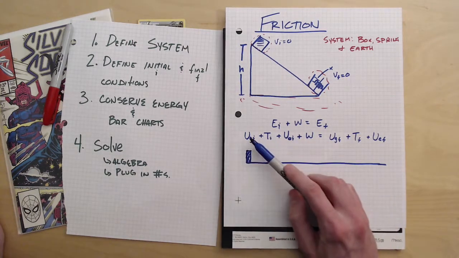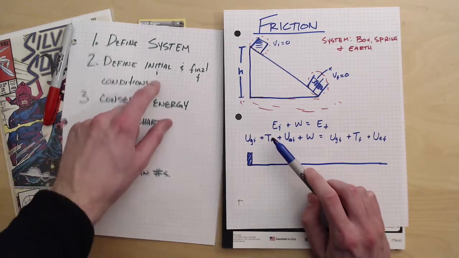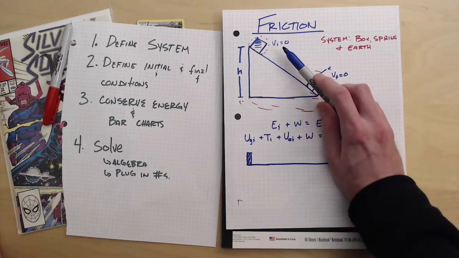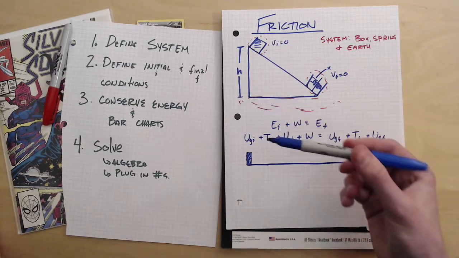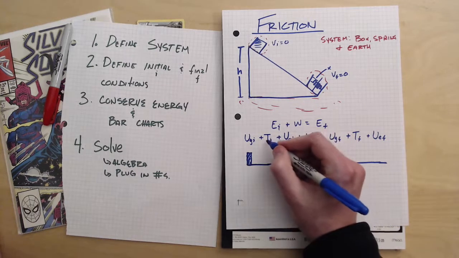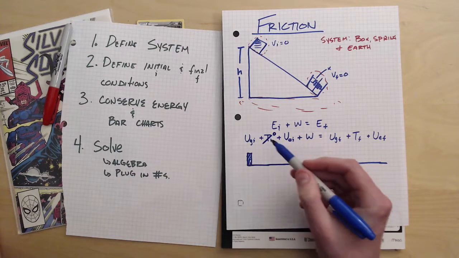Alright, that one's done. We're moving on to this one. The initial kinetic energy. We said that our initial condition was that the box was sitting still. So that means that if something is not moving, it doesn't have any kinetic energy, so this value goes to 0. Okay, we did this one.